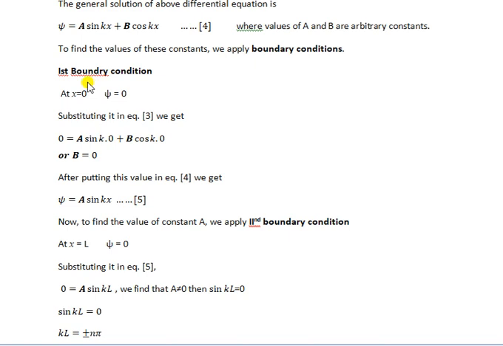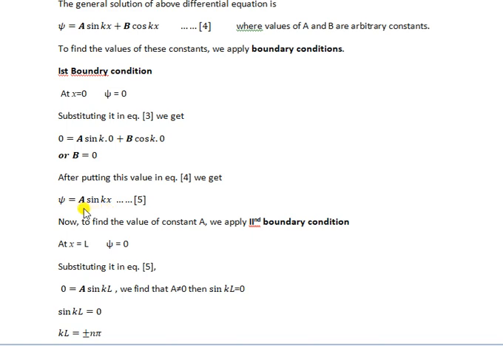Now we apply this first boundary condition, at x equal to 0 psi equal to 0, to equation 4. After substituting these values, it becomes 0 equal to A sin k into 0 plus B cos k into 0. Sin 0 equal to 0, so B equal to 0. Now we put B equal to 0 in equation 4, then it becomes psi equal to A sin kx.